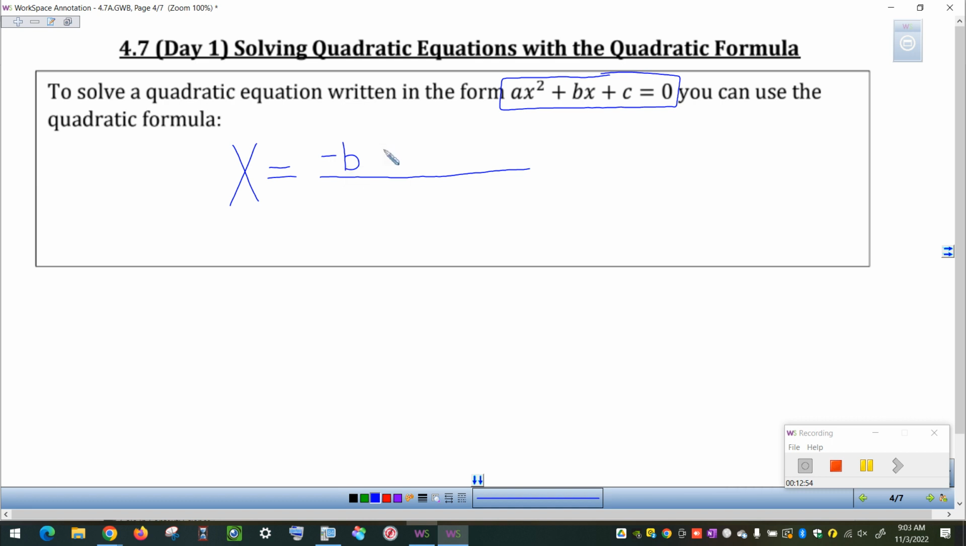Then we are going to put in our plus or minus sign that we saw earlier in the week, followed by a big square root symbol. Underneath the square root symbol is b squared minus 4 times a times c. That's the entire numerator. The denominator is much simpler. It's divided by 2 times a.